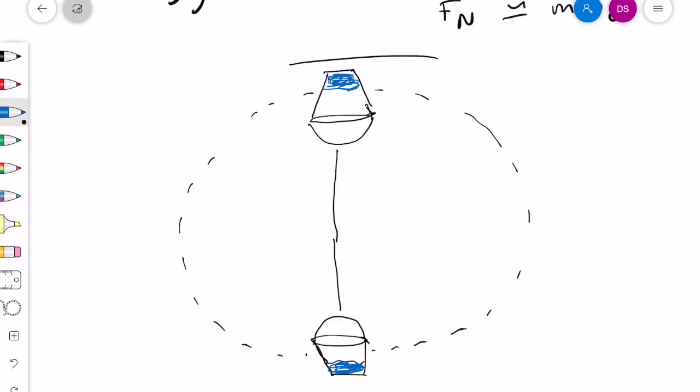But if you do it slowly, then the water will spill. So you have to go pretty fast. So the question is asking, what is the minimum speed the bucket should have at the top of the circle such that the water doesn't spill, right?